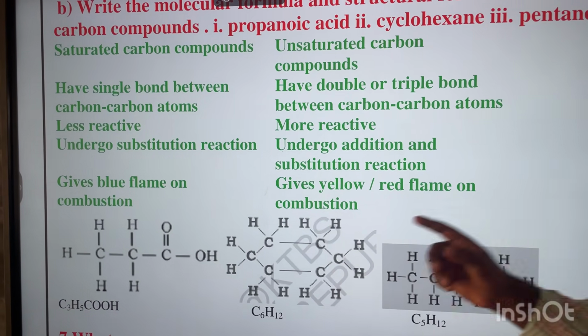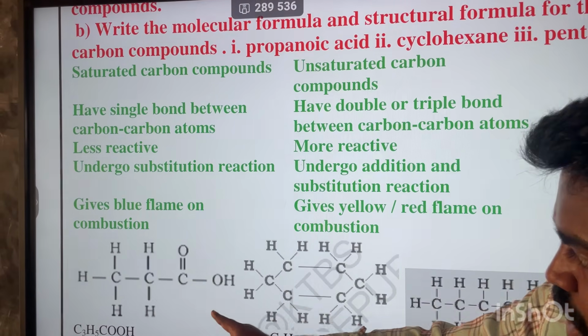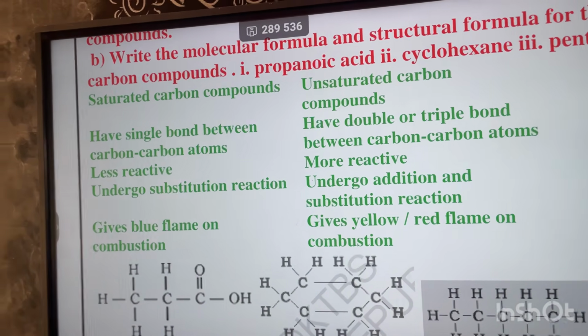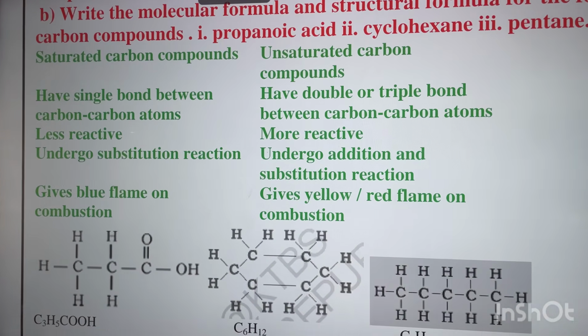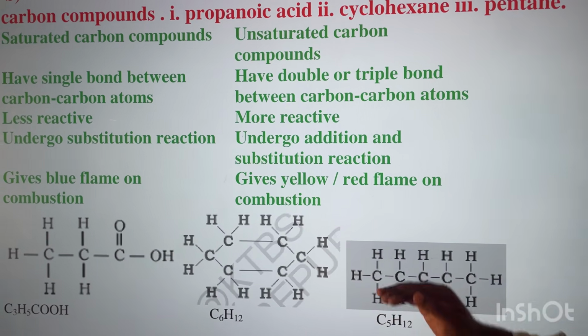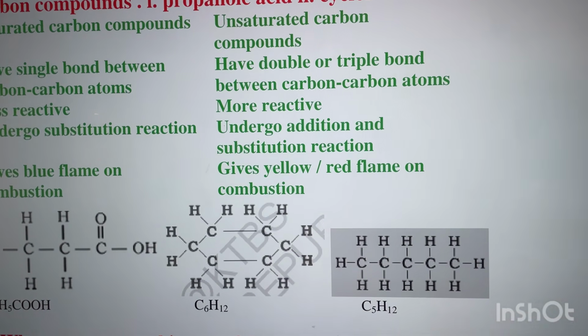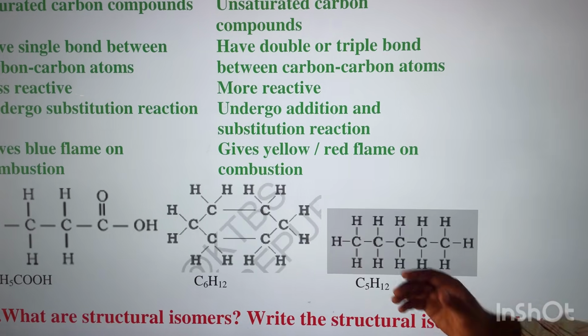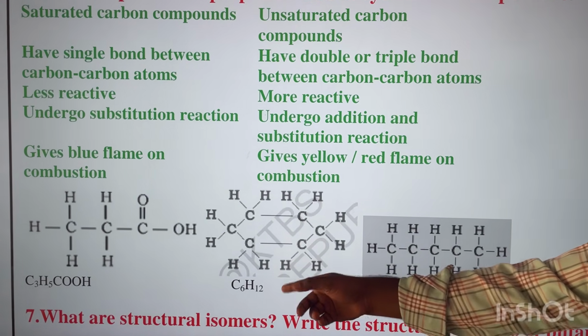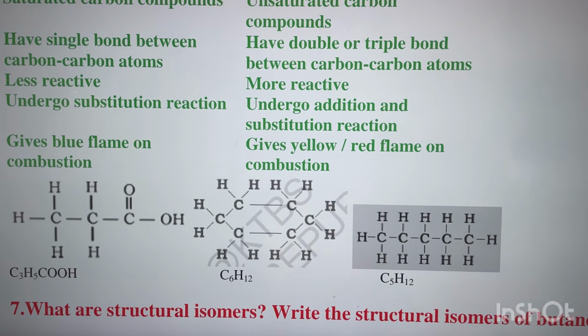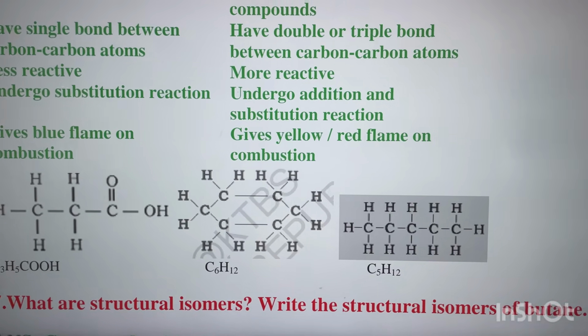Observe here the propanoic acid. You are observing a COOH functional group as a propanoic acid. Cyclohexane, cyclo means it is ring-like of the carbon compounds, carbon hydrocarbons. Observe this formula, also most important: C6H12 is a cyclohexane.